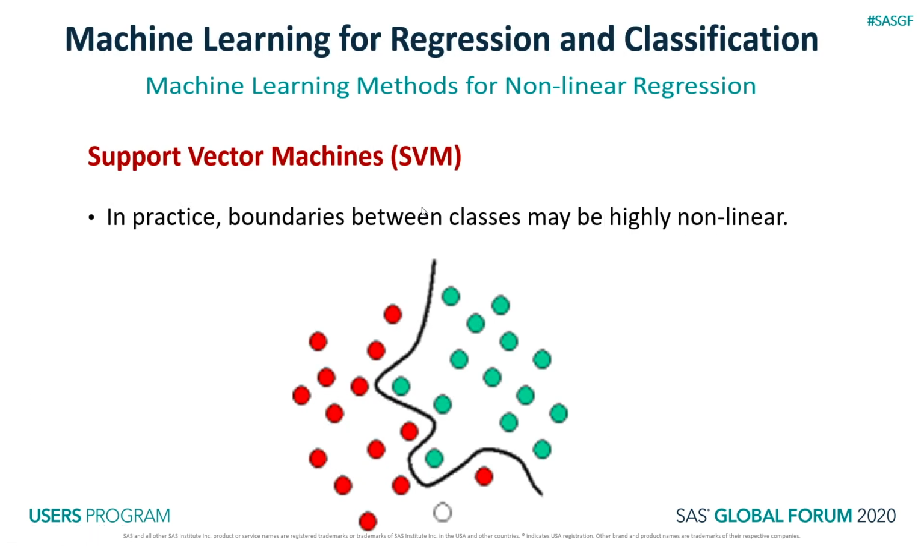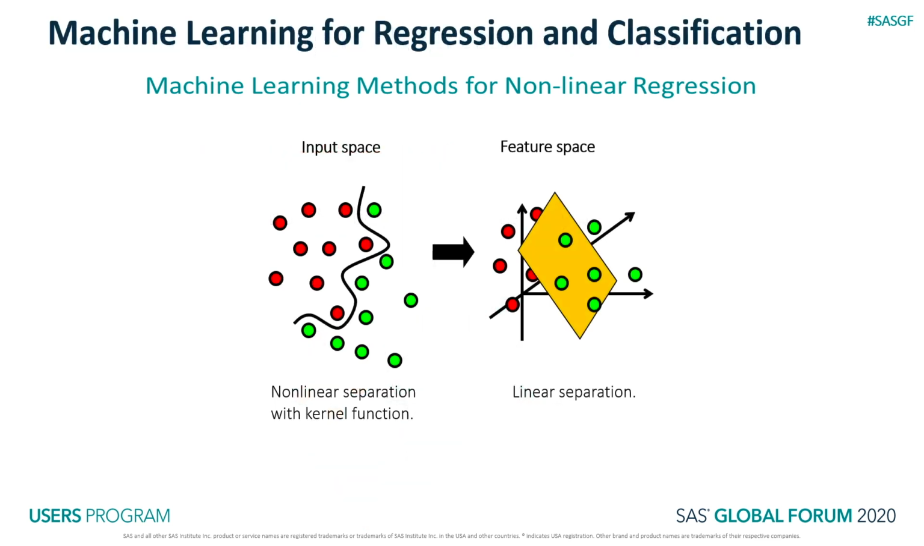So in practice, the boundaries between classes can be very non-linear, as this picture strives to show. And so what support vector machines does is it takes a situation where you've got a very highly non-linear boundary between two classes. It projects the data into a much higher dimensional space, and in that higher dimensional space, a linear separation of the two classes may be possible, or at least approximately possible, in the sense that the misclassification rate is low. Now, the trick to projecting into the higher dimensional space is in the choice of something called a kernel function.